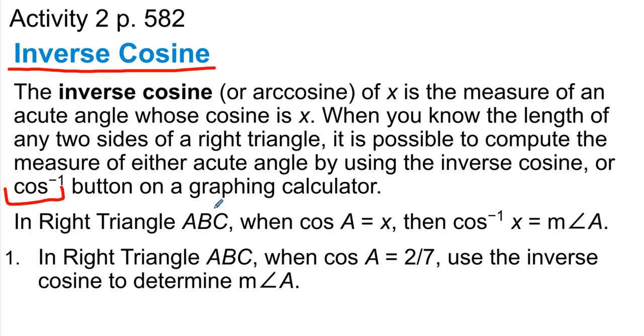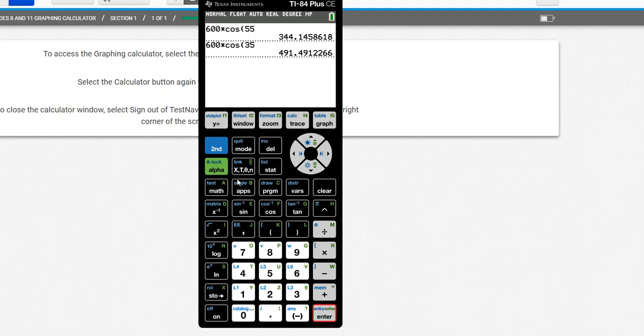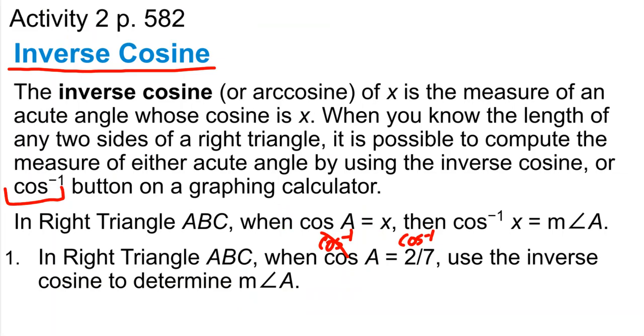In right triangle ABC, when cosine of A equals x, then the inverse cosine of x would equal the measure of angle A. So, how to do this? Well, I'm going to inverse cosine both sides. So inverse cosine of 2 over 7. Go to my calculator. Inverse cosine, second cosine button, 2 over 7 equals 73.4 degrees.